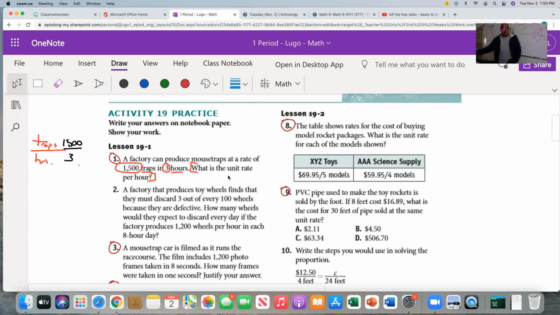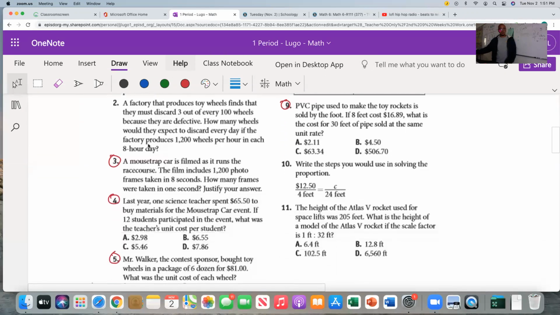However, the question is asking, what is the unit rate per hour? Here we're given two hints. It says unit rate, which unit means one, and then it says per hour, which again means 1 hour. In other words, how many traps in 1 hour? Now, in most of these problems, ladies and gentlemen, if I need to get from any number to 1, I just divide that number by itself. 3 divided by 3 is 1, and I do the same thing to the other part of the fraction. So 1,500 divided by 3 will be 500, meaning that I have 500 traps per hour. Simple enough. Let me do another one.